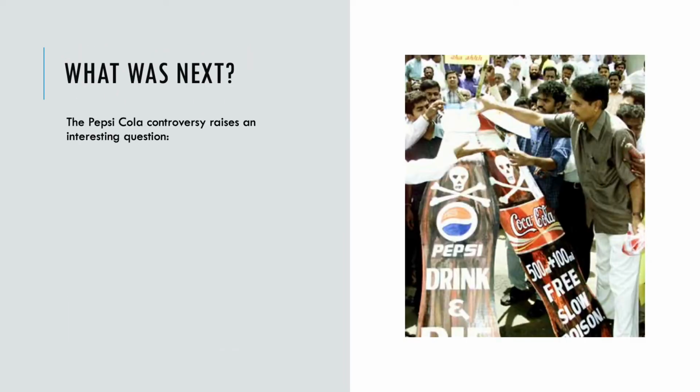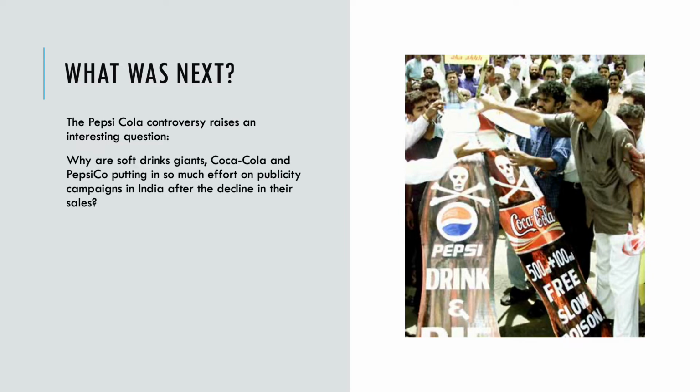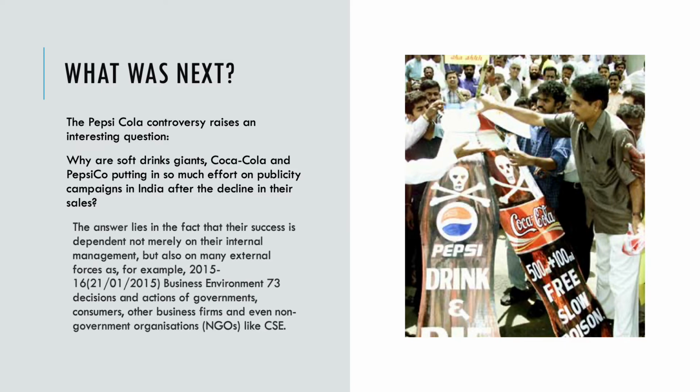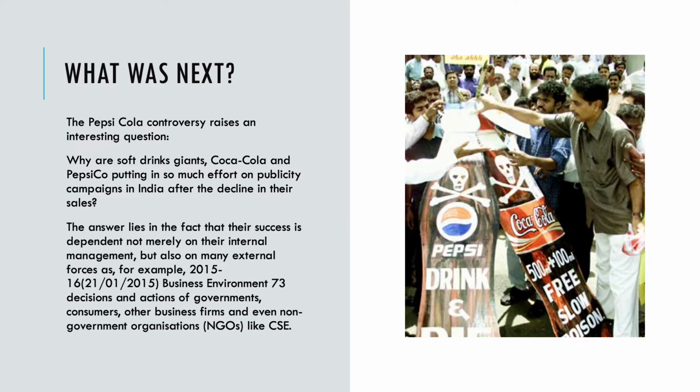The Pepsi Coca-Cola controversy raises an interesting question. Why are soft drinks giants Coca-Cola and PepsiCo putting in so much effort on publicity campaigns in India after the decline in their sales? The answer lies in the fact that their success is dependent not merely on their internal management, but also on many external forces, as, for example, the business environment, decisions and actions of governments, consumers, other business firms, and even non-government organizations like CSE.